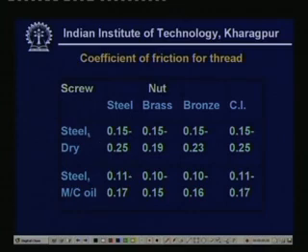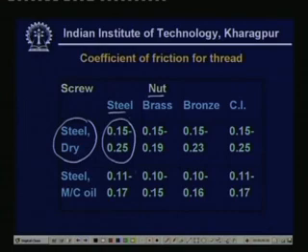Let us assume that the screw is steel, dry, and the nut is steel. So, therefore, we have to take the coefficient of friction from this data. We choose the minimum coefficient of friction, that is mu is 0.15, and calculate. So, this gives the minimum torque required.